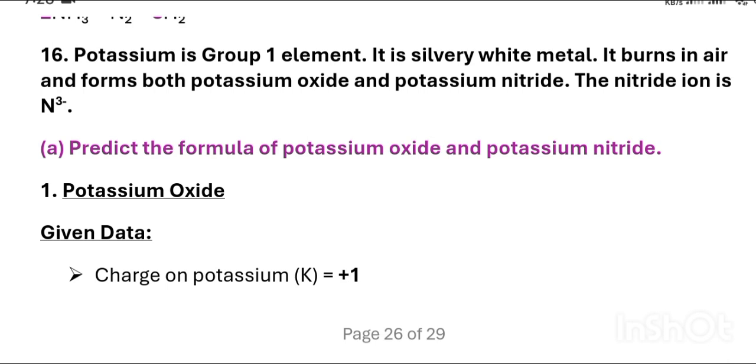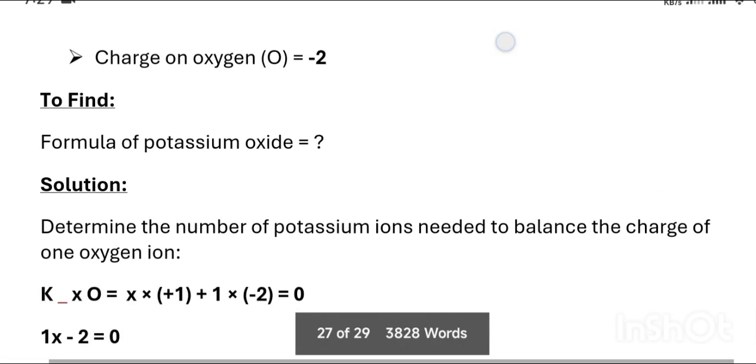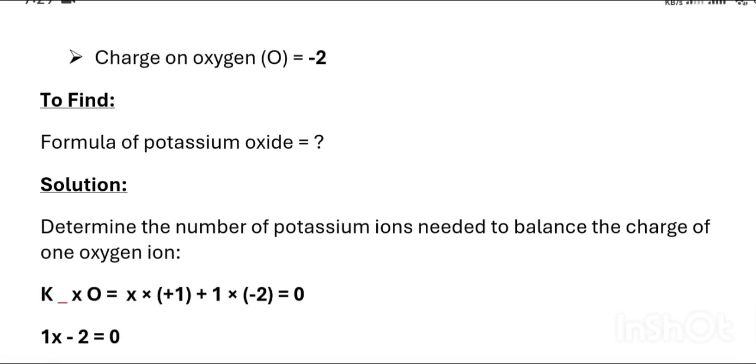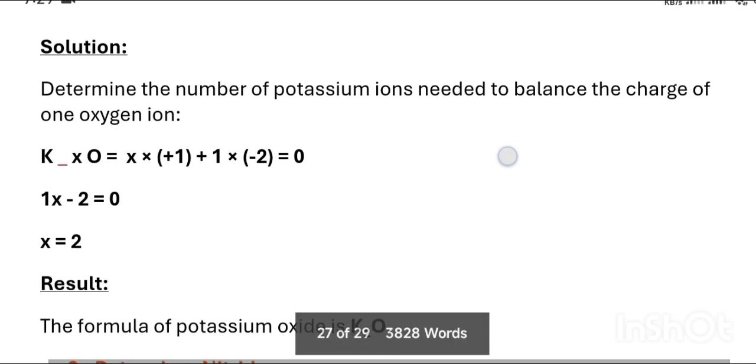Next we have question number 16. Potassium is a group 1 element and we have to find the formulas of potassium oxide and potassium nitride. So the first part is to predict the formula of potassium oxide and potassium nitride. First is the given data. The charge of potassium we know is +1 and the charge on oxygen is -2. We have to find its formula. So we'll go for the solution.